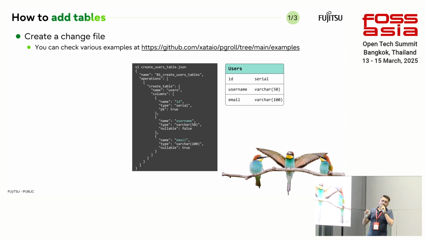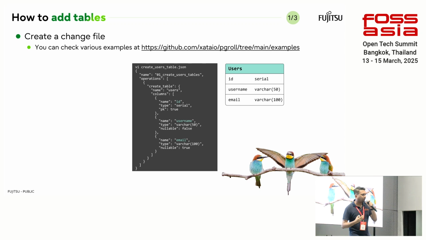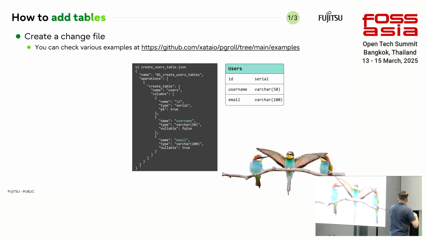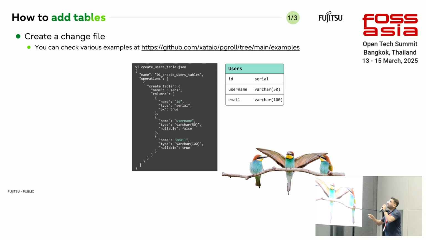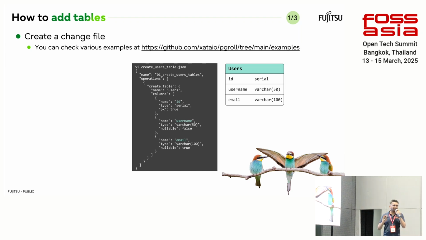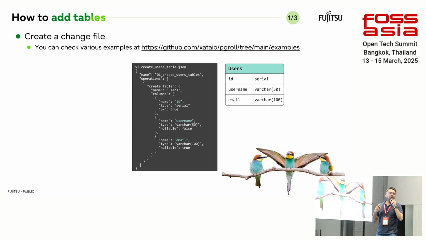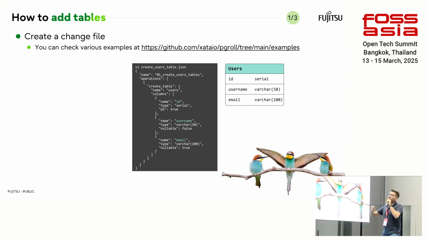pgroll accepts all the input files, or I would say the change files, in JSON format only, so we have to create a JSON file. In this presentation, I have kept all the examples very simple, but if you would like to get more idea about how it works in complicated scenarios, I would request you to visit this particular link on GitHub. Over there, you will see 40+ examples, and you will get a complete opportunity to get your hands dirty with pgroll.